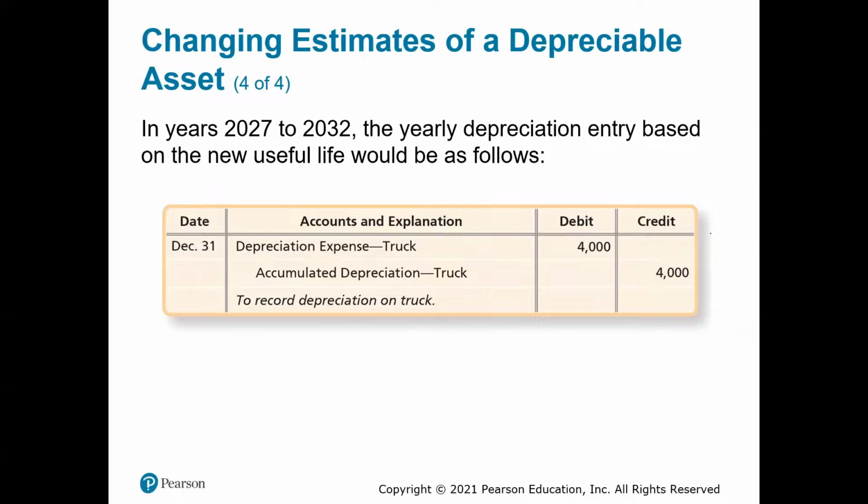In years 2027 to 2032, the yearly depreciation entry based on the new useful life would debit depreciation expense for the truck and credit accumulated depreciation for the truck for $4,000.